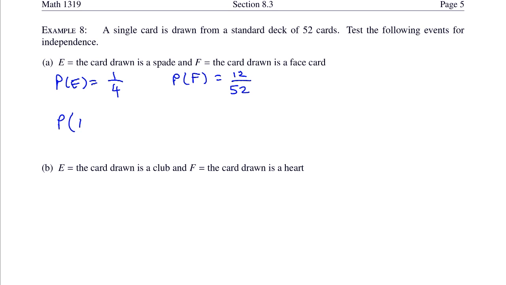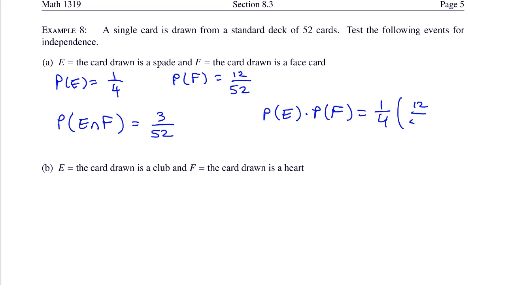And then you need to consider the intersection. The intersection of spade and face card is the set of cards that are both face cards and spades. That's the king of spades, queen of spades, and the jack of spades. So there are 3, and that's out of 52. So if this is in fact equal to the probability of E times the probability of F, then they are independent. And if you work this on the calculator, sure enough, it's 3 over 52, so they are independent.